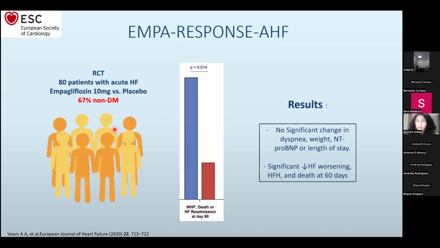And I do like this study a lot. It's a randomized controlled trial. 80 patients were recruited. Empagliflozin was the drug that was administered, 10 milligrams, and we've got the placebo. And as you can see here, quite a prominent percentage, 67%, were non-diabetic. And as a result, there was no really significant change in dyspnea, weight, or the natriuretic peptide, but there was a significant decrease in heart failure worsening, heart failure hospitalization, and also death at 60 days.